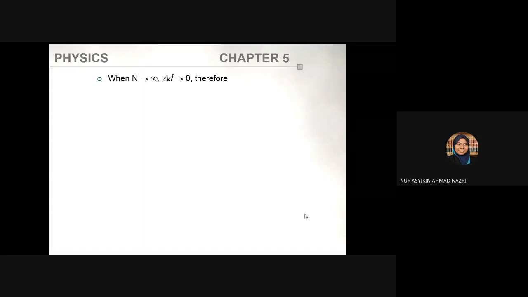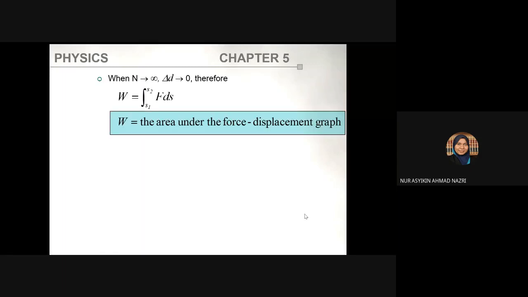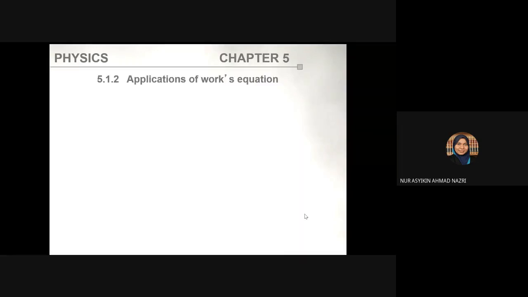Okay, so the area under the force displacement graph. So that is your work equal to the area. So application of work equation. So work done by a horizontal force on an object.